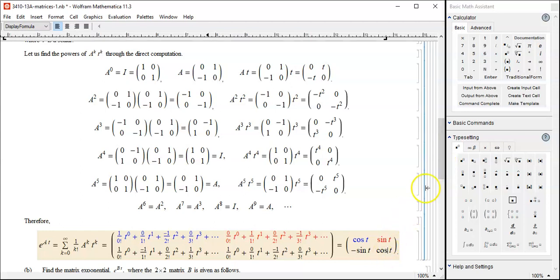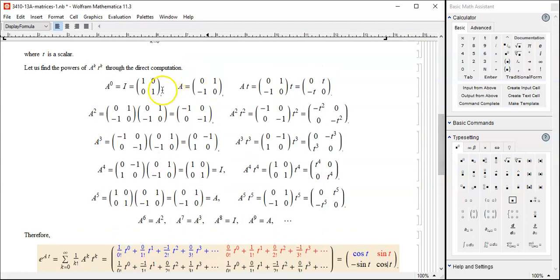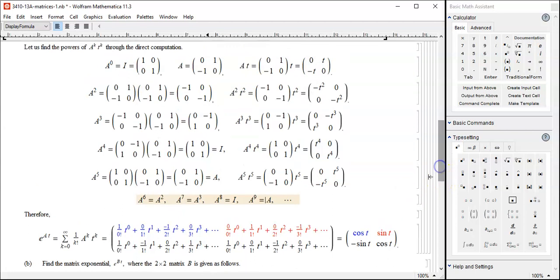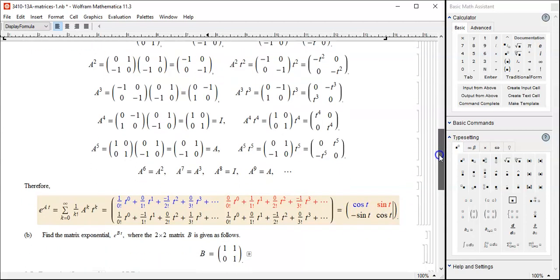How does it work? Well, that's 0, and then 1 times t, and then 0, minus t cubed, 0, positive t to the fifth power, 0, negative t to the seventh power, 0, and positive t to the ninth power, and so on and so forth. What do we have? We have all the odd powers with alternating signs, which is the sine function. And we can determine the other entries similarly. Conclusion: e to the At power is this matrix.